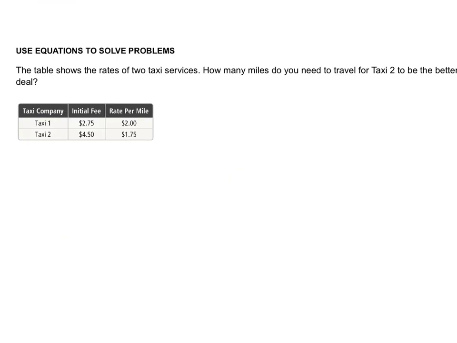On this last question, the table shows the rates of two taxi services. How many miles do you need to travel for taxi 2 to be a better deal? So one of the things you realize is that you have this initial fee and then you have the rate per mile. So let's identify our variable here. Let x represent the number of miles.